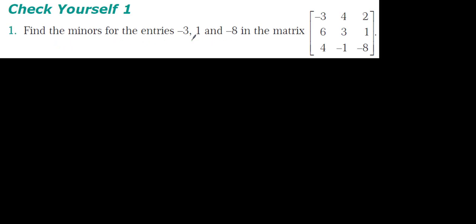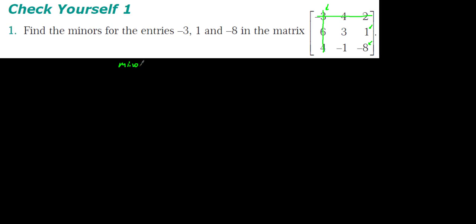Find the minors of the entries -3, 1 and -8. These are the places of the entries, and if you remember, to find the minor of -3, you should close -3's row and column. Then you are going to get one matrix here, 3, 1, -1, -8. The determinant of this matrix is going to give you the minor of -3.